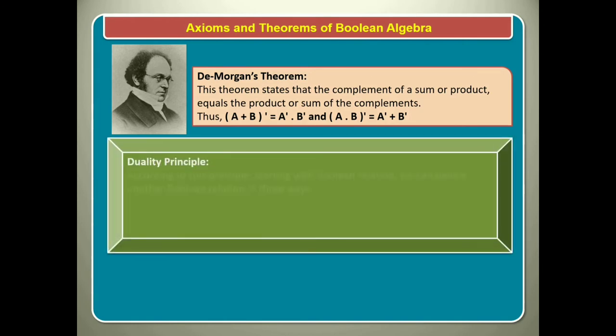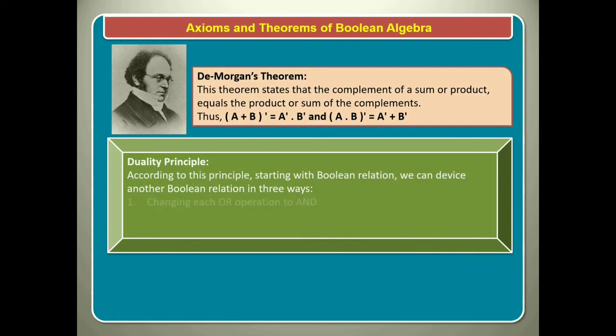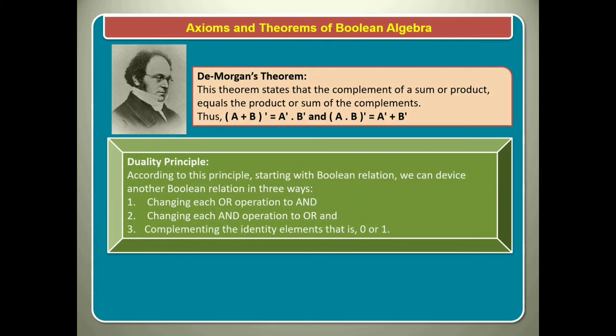Besides the axioms and theorems we have learned so far, there is a principle called the duality principle. According to this principle, starting with a Boolean relation, we can devise another Boolean relation in three ways. Firstly, by changing each OR operation to AND. Secondly, by changing each AND operation to OR. And the third way is by complementing the identity elements, that is 0 or 1.